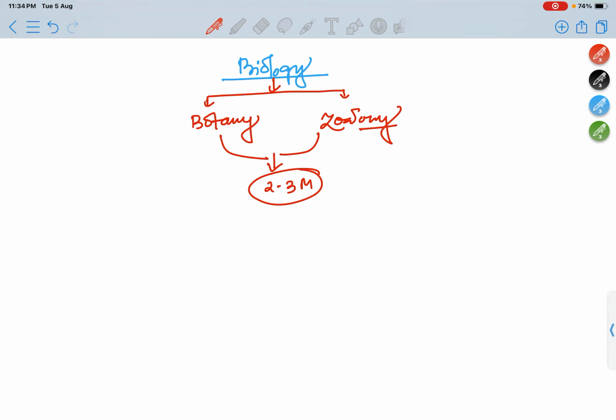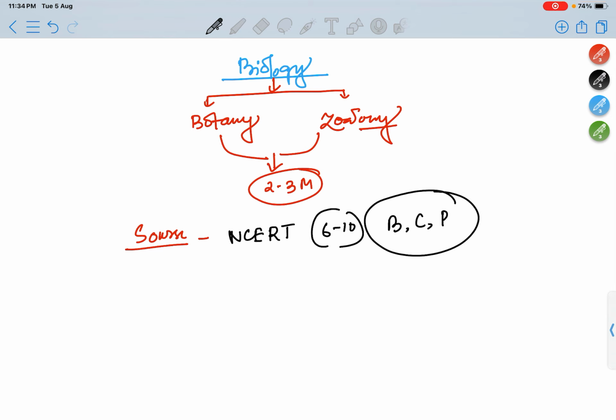Now what will be the source? The primary source is always NCERTs 6 to 10. If you read 6 to 10, then your biology, chemistry and physics, everything will be covered. And there is a shortcut trick. Another source is Lucents. Here also you will get biology, chemistry and physics, but in Lucents it is very extensively covered. So we have to read it very superficially. We don't have to read it very deep.